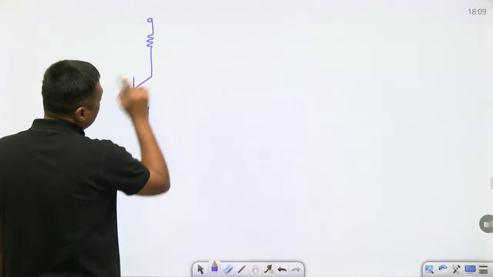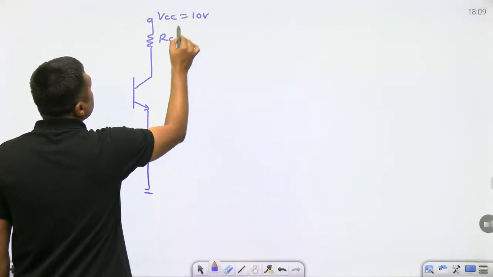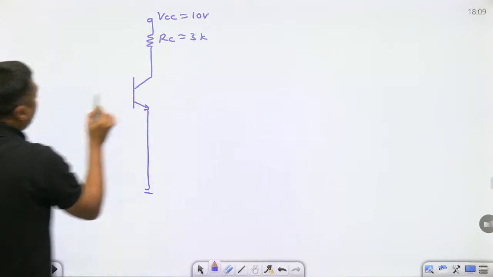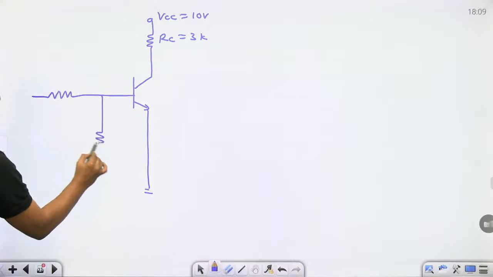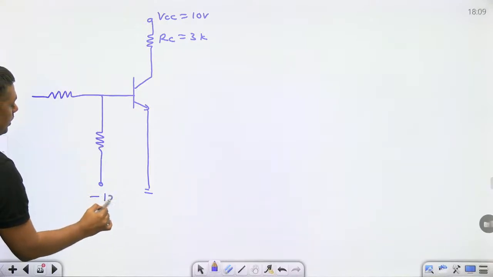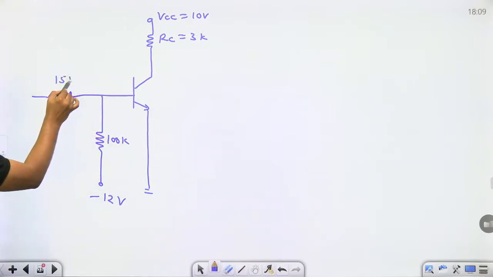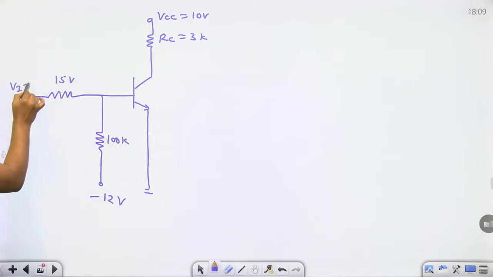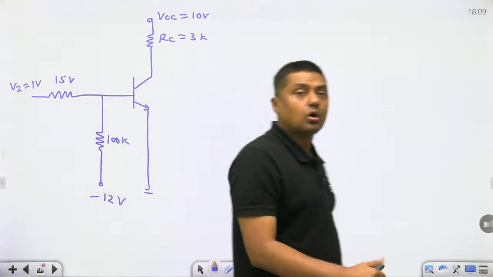That is on BJT, from Millman Halkias. VCC was given as, I think, 10 volt, RC is something like 3 kilo ohm, and here one supply is connected like this. This is minus 12 volt, 100 kilo ohm, 15 kilo ohm, and Vi is given as 1 volt. Now check whether it is in cutoff, yes or no. Okay, Akanksha, you can solve.